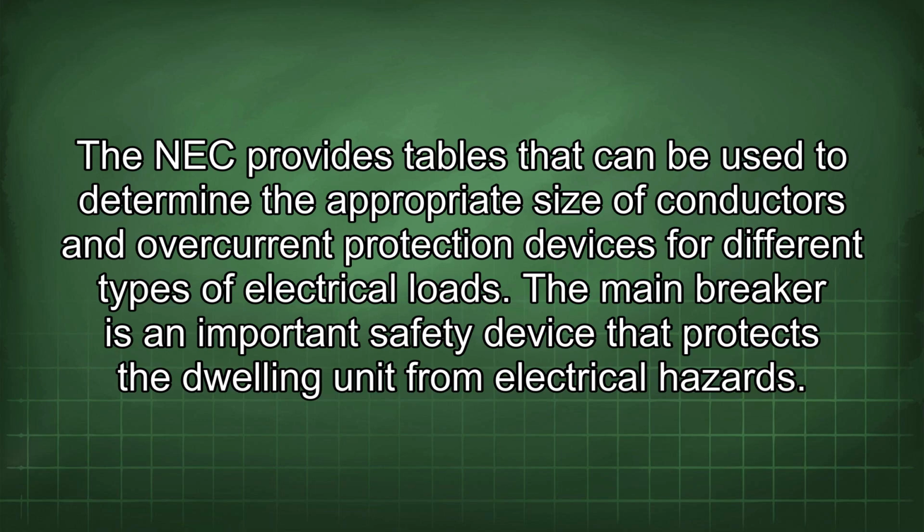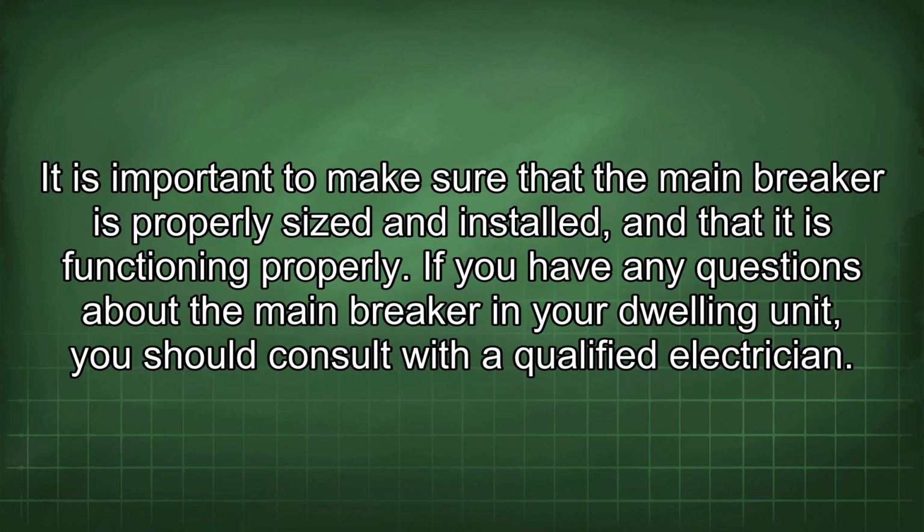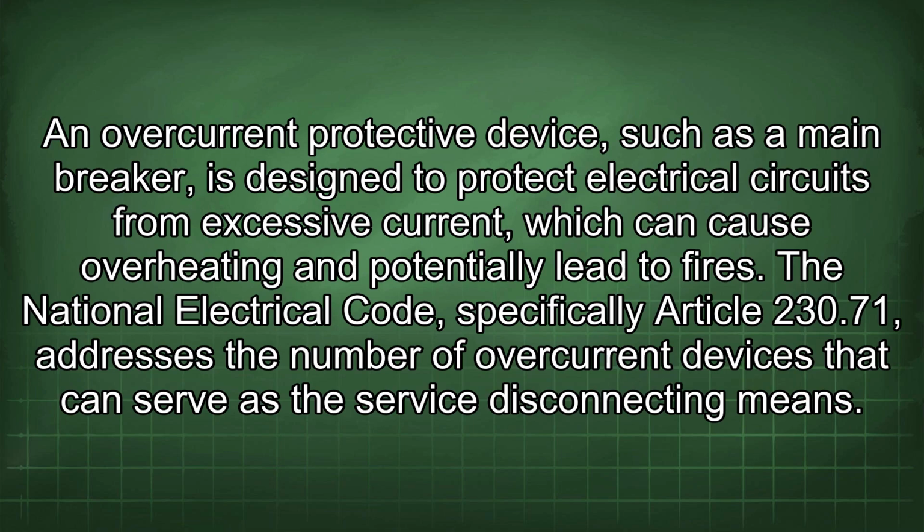The main breaker is an important safety device that protects the dwelling unit from electrical hazards. It is important to make sure that the main breaker is properly sized and installed, and that it is functioning properly. If you have any questions about the main breaker in your dwelling unit, you should consult with a qualified electrician. An overcurrent protective device, such as a main breaker, is designed to protect electrical circuits from excessive current, which can cause overheating and potentially lead to fires.